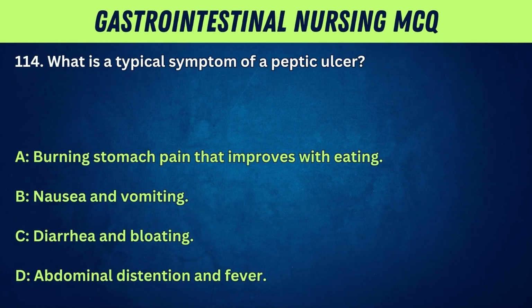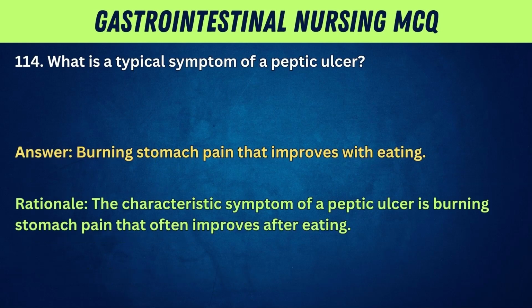114. What is a typical symptom of a peptic ulcer? A. Burning stomach pain that improves with eating. B. Nausea and vomiting. C. Diarrhea and bloating. D. Abdominal distension and fever. Answer: burning stomach pain that improves with eating. Rationale: the characteristic symptom of a peptic ulcer is burning stomach pain that often improves after eating.